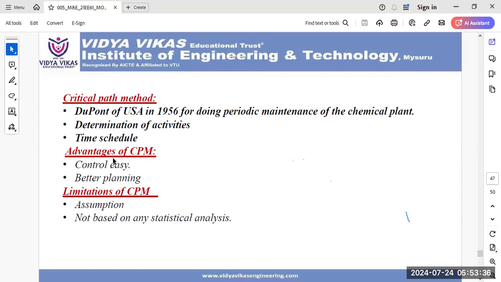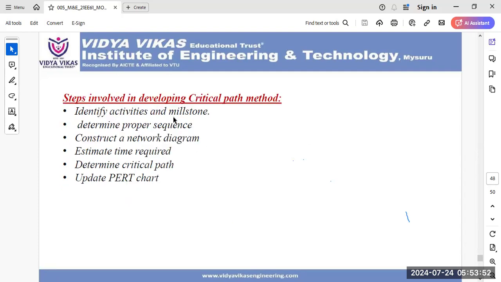Here also there are certain advantages like easy control, better planning. Limitations are assumptions. Okay, we make assumptions, so that leads to certain difficulties. And then here also we need to follow certain steps like identify activities and milestones, determine proper sequence, construct a network planning diagram, estimate time required, determine critical path, update PERT chart. These are all the steps we need to follow for the critical path method.